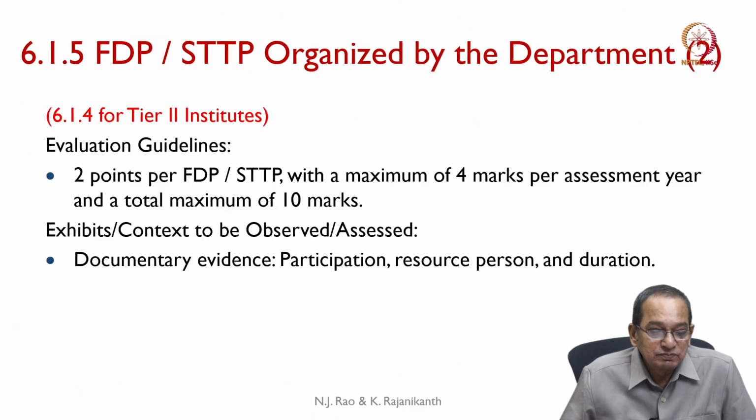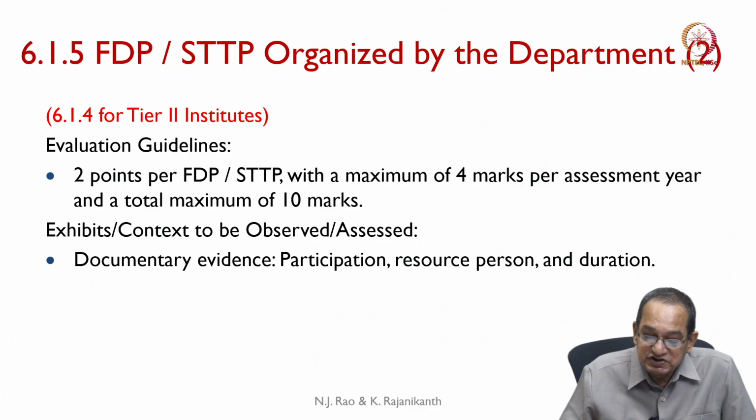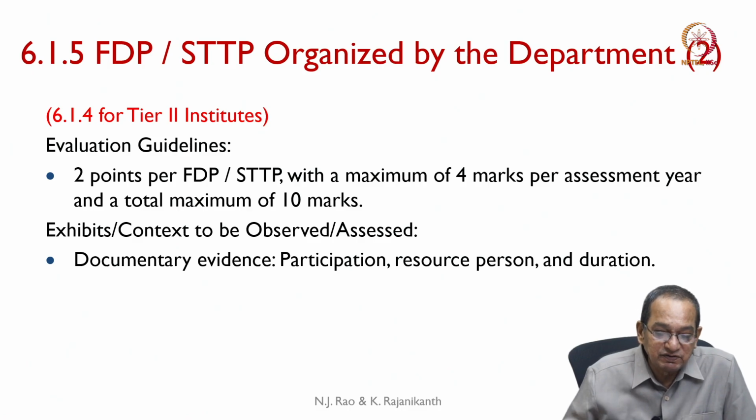Then, evaluation guidelines will be 2 points per FDP STTP with a maximum of 4 marks per assessment year. So, whatever be the number of FDP STTPs that the department conducts, it gets 2 points per program, but subject to a maximum of 4 marks per assessment year, which in turn is again subjected to a maximum of 10 marks. Because for 3 years, if you get 4 marks each, it becomes 12, but then it is subjected to a maximum of 10 marks. That is how the evaluation guidelines specify. And of course, the documentary evidence is observed.